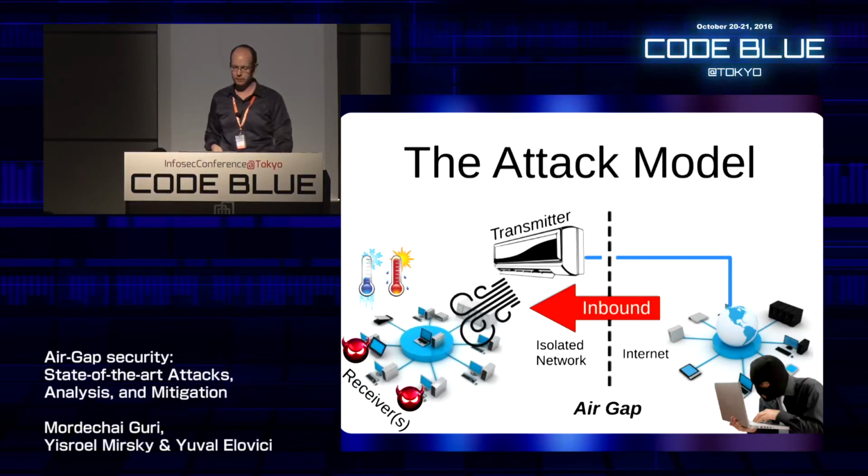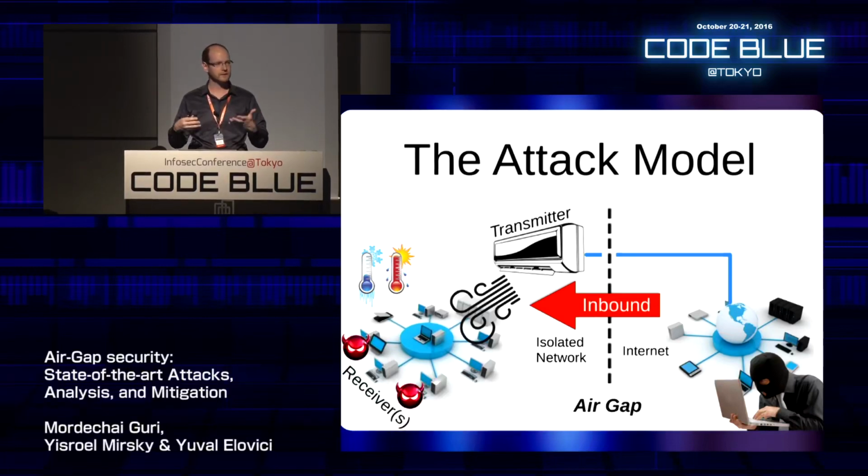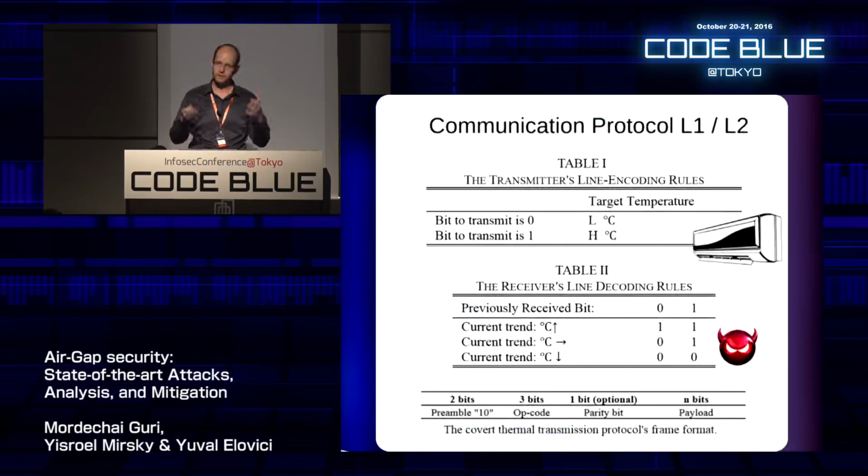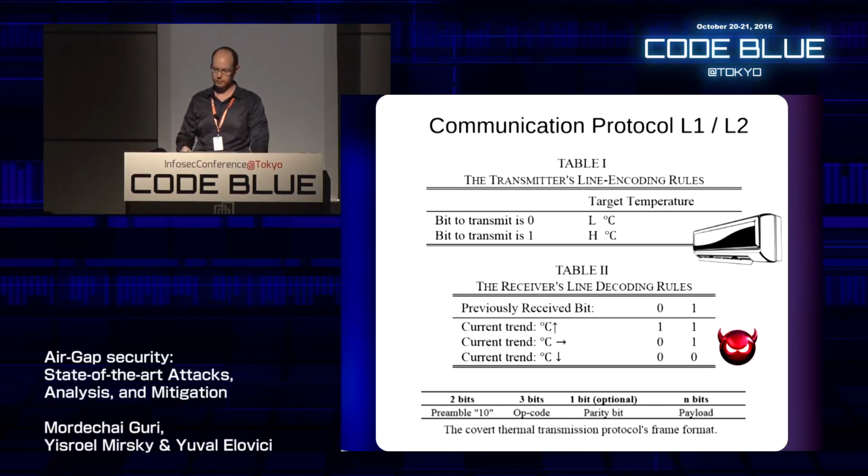So this is what the attack model looks like. As we said, the attacker is somewhere on the internet. He hacks the HVAC system, gains control of it, manipulates the temperature up and down, and sends basically signals 0, 1, 0, 1 to the malware on those computers. So to send a bit, you would change the temperature in the room. If it's a 1, then he raises the temperature. If it's a 0, he lowers the temperature.